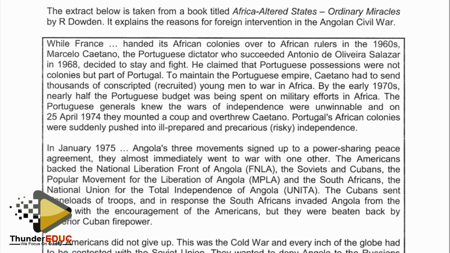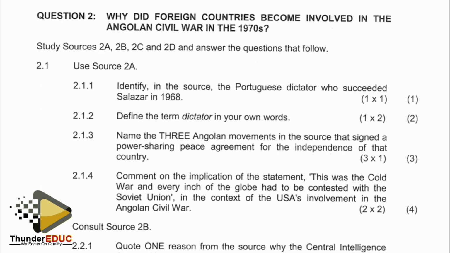And in that civil war, we are now finding different foreign countries being involved. This is a domestic issue amongst political parties within the same country, but we are finding America getting involved, Russia getting involved, Cuba getting involved, South Africa getting involved. Right, that is basically what the question is based on. So we need to go to the questions and check the responses as quick as is possible.